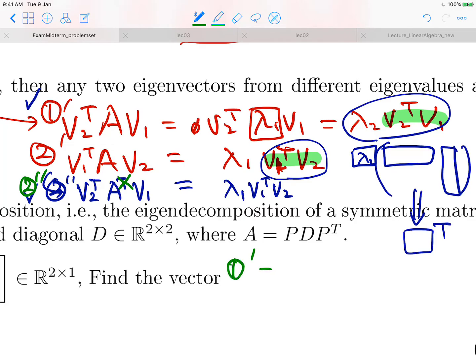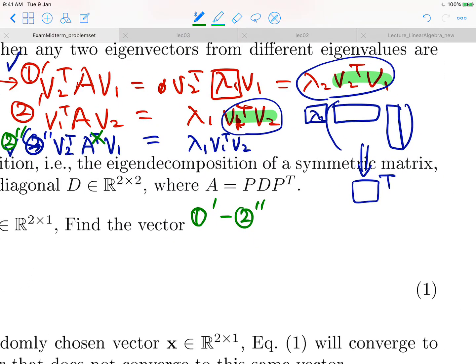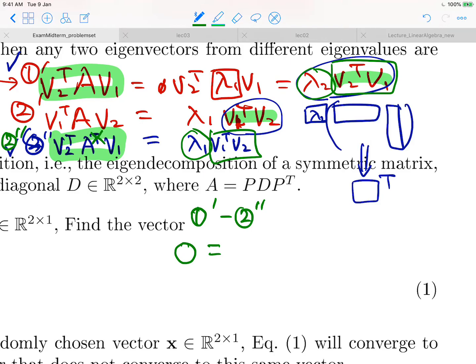If we subtract these two equations, what is the left-hand side? The left-hand side will be 0, because this part and this part are the same. Subtracting between these two gives just 0. But what about the right-hand side? The right-hand side is the difference of lambda 2 and lambda 1 times our inner product between V1 and V2. But lambda 2 and lambda 1 are assumed to be different numbers.